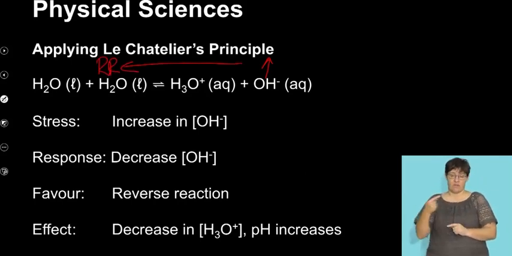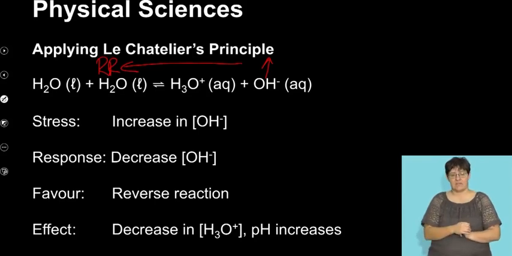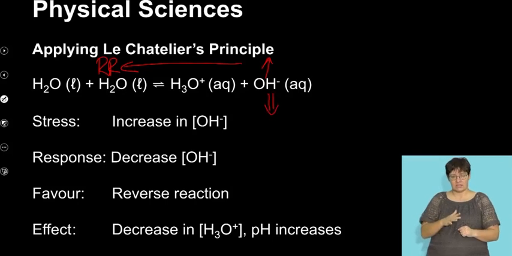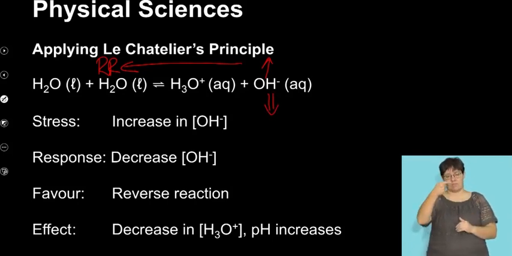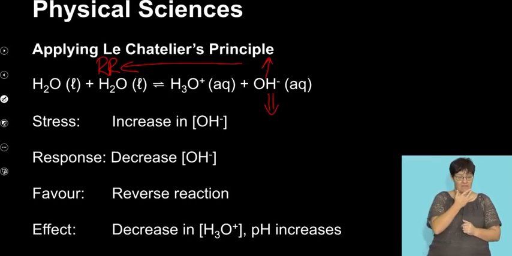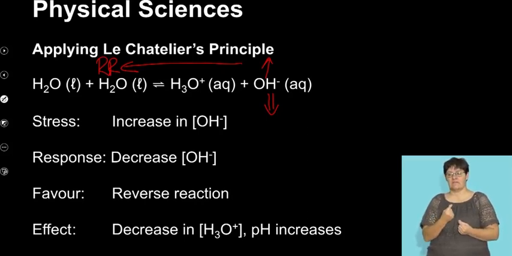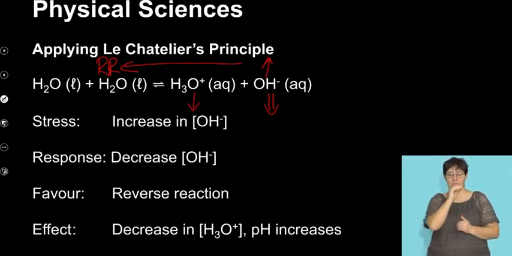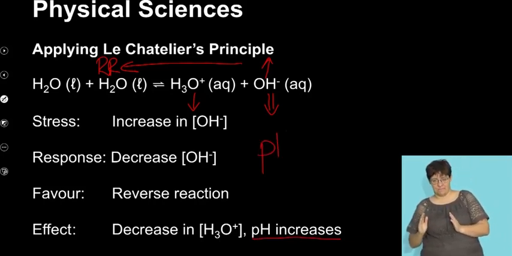And if the reverse reaction is favored, it will be because the system will want to try to decrease the OH minus concentration. And when it does that, favoring the reverse reaction, there will actually be a decrease in our hydronium ion concentration, and a decrease in hydronium ion concentration means that the pH will increase. So the pH will then be bigger than 7.